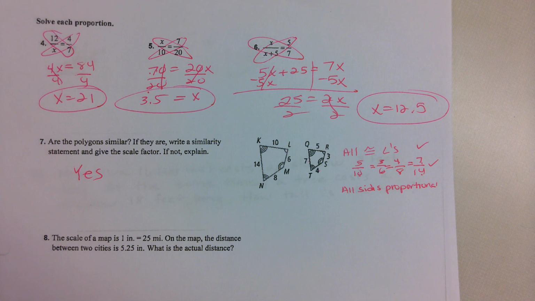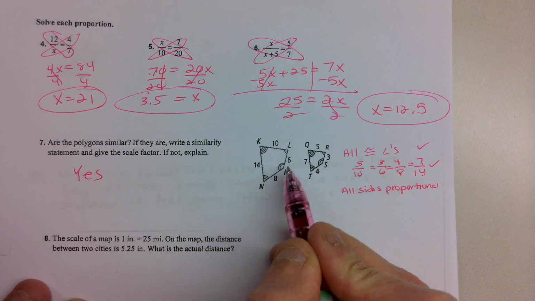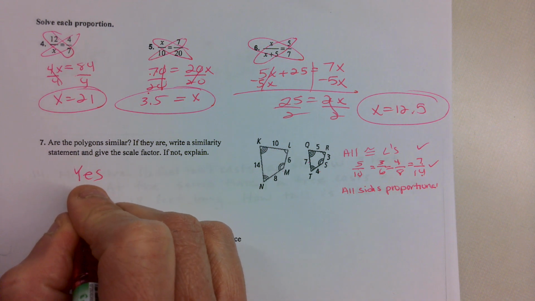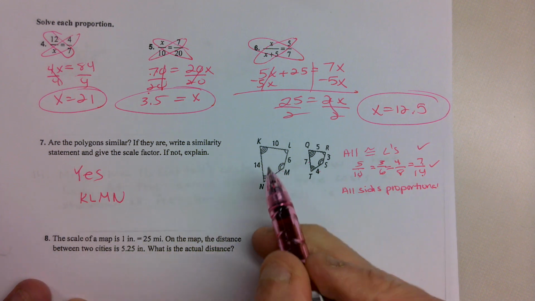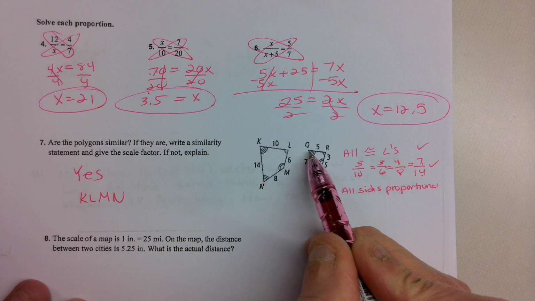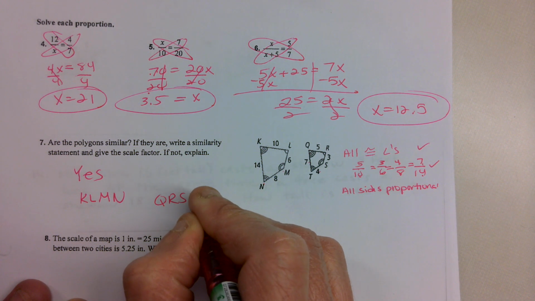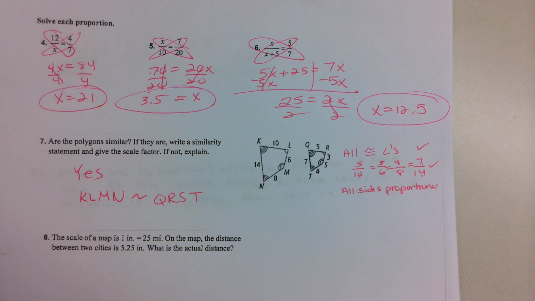If they are, write a similarity statement. Okay, it's not a triangle, so I'm not going to put a triangle in there. I'm just going to put letters. So I'm going to do KLMN. I'm going to remind myself what direction I went. KLMN. I'm going to go over here, QRST. Similar, and done. No, not done.